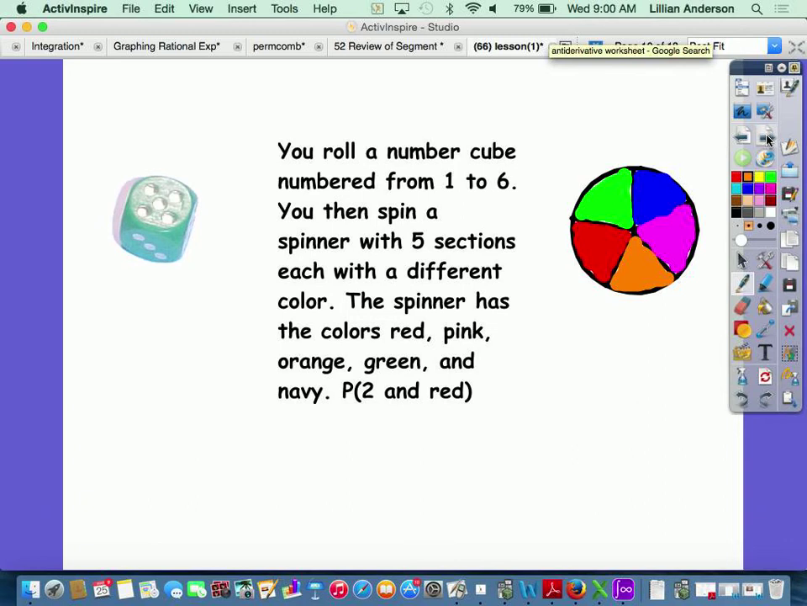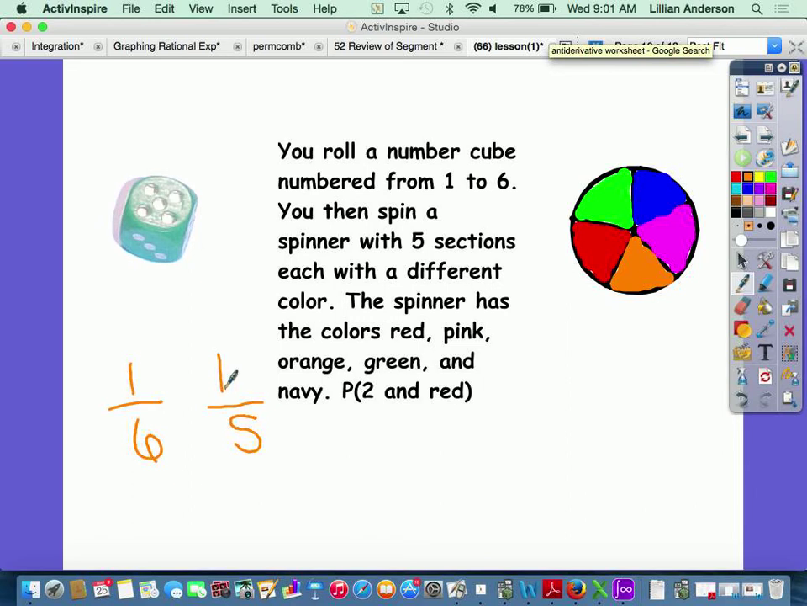What's the probability that you get a 2 and a red? Is that asking for the probability of 1 and it, or would we take, since there's 6 and 5, and put them together? You treat them individually. Because here, this one does have 6. What's the probability of getting a 2? 1 out of 6. Over here, how many sections do we have?